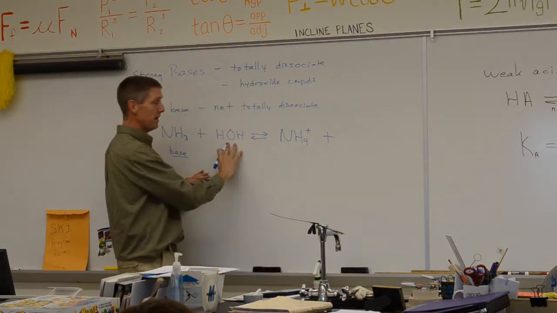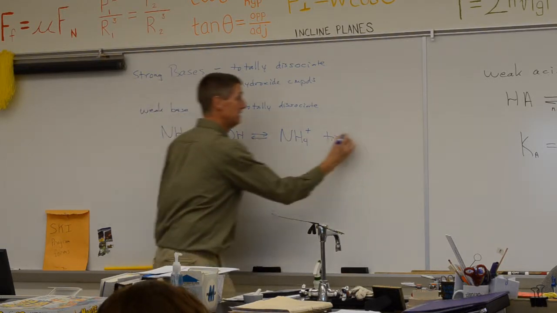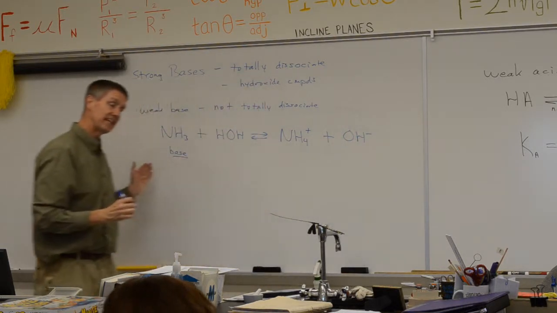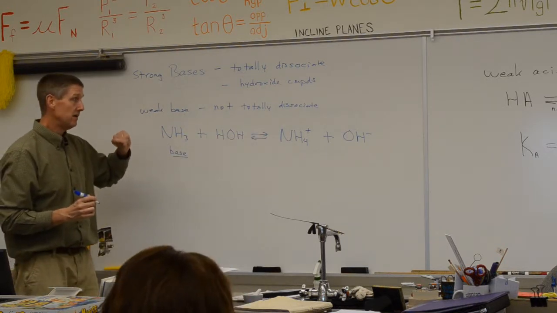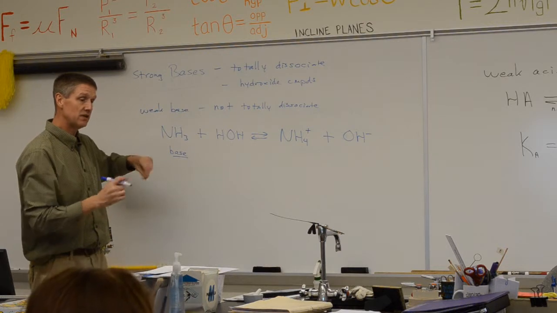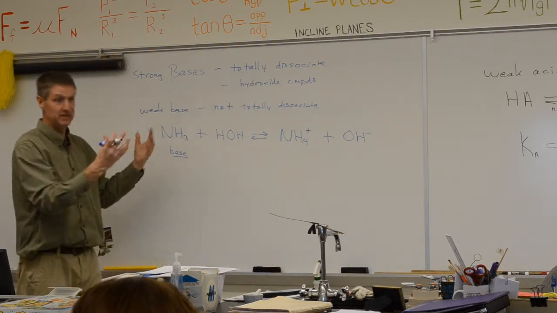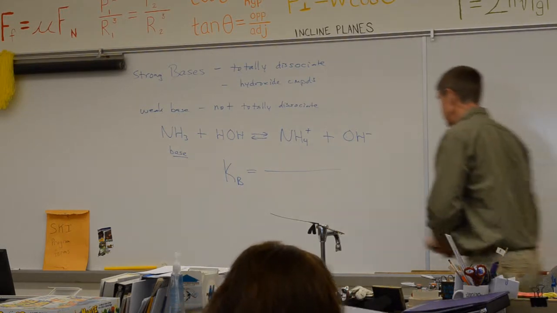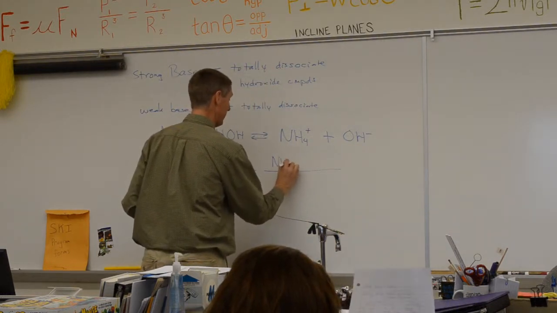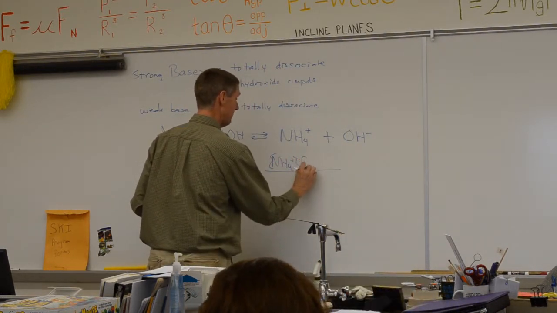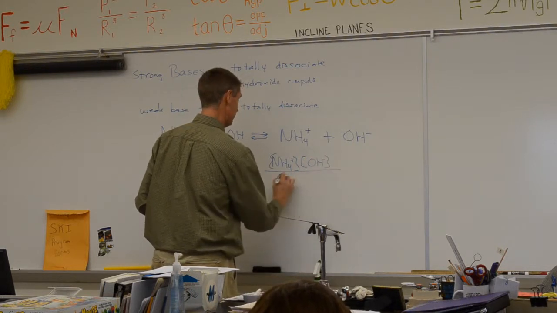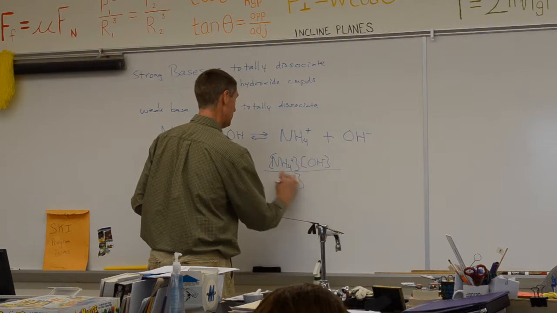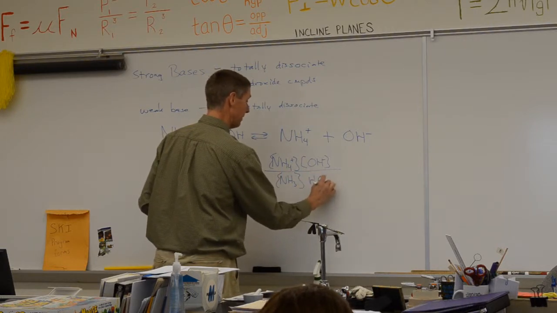What's left over from our water molecule, if an H positive leaves, would be an OH negative. So this ties back in with what Arrhenius said, that when bases dissolve in water, they release hydroxides. And this guy did release a hydroxide by gaining. And the good news is, it's just like what we've been doing for two weeks: it's products over reactants. So we have our NH4 positive times our OH negative divided by our NH3 and divided by our HOH, or our water.